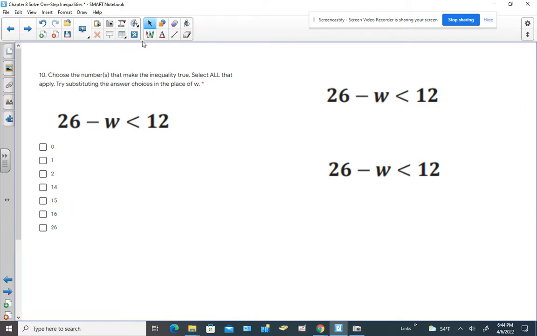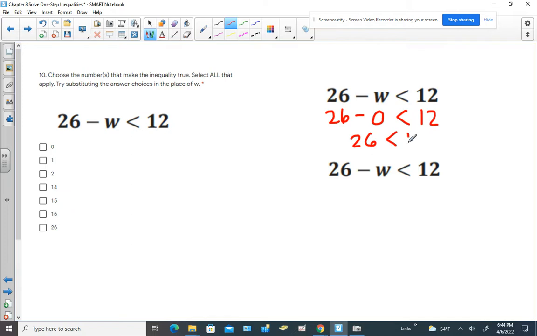So if we substitute in the number 0, let's write 26 minus 0, and let's see if that value would end up being less than 12. If I do 26 and I subtract 0 from it, I get 26. Is this a true statement? Is 26 less than 12? It's not, right? This is a false statement. If we were going to put in the correct statement, we would put in the greater than symbol. So 0 is going to be a no. Don't pick that.